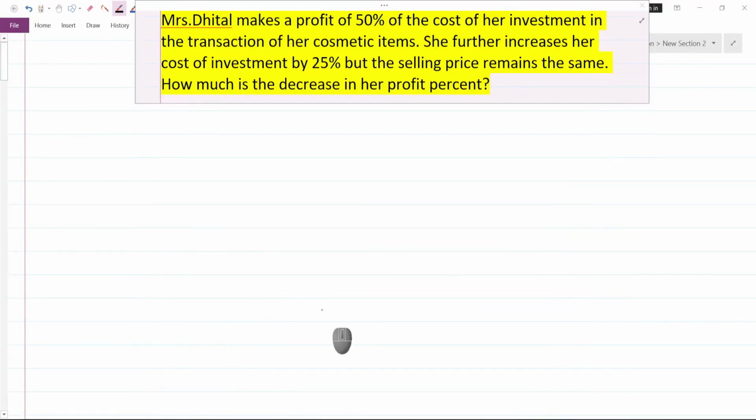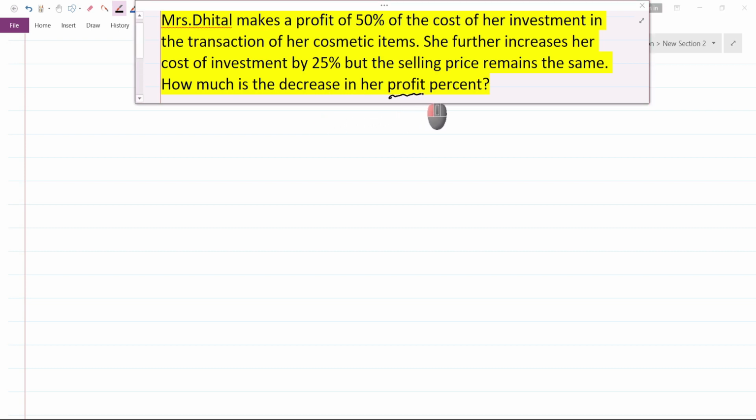Students, we have a question of profit and loss. Let's read the question. Mrs. Dhital makes a profit of 50% of the cost of her investment in the transaction of her cosmetic items. She further increases her cost of investment by 25%, but the selling price remains the same. How much is the decrease in her profit percent?